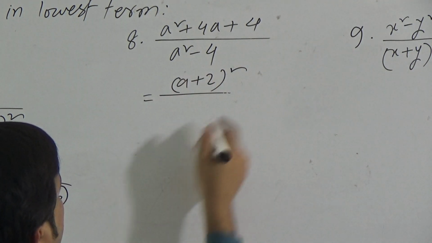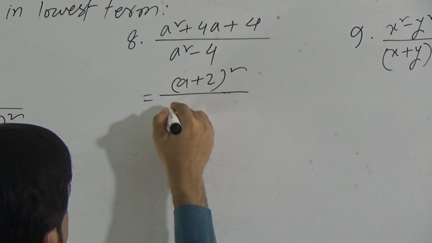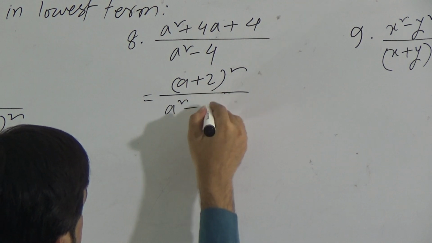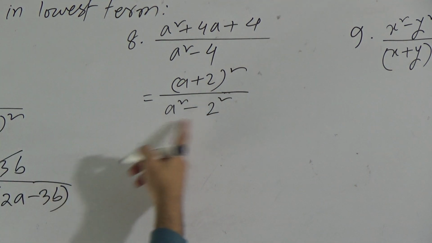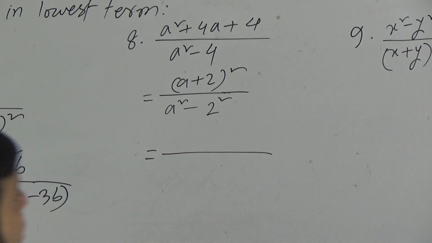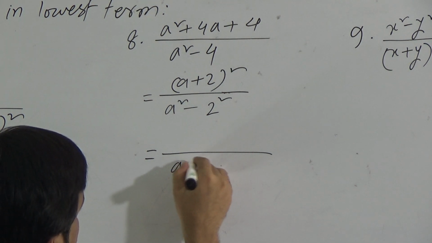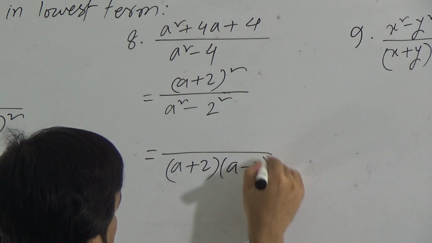Now, the denominator, this is a square minus 4. We can write 4 as 2 square. Now, in the denominator, we can apply the formula a square minus b square, which means a plus b into a minus b. So, we can write a plus 2 into a minus 2.